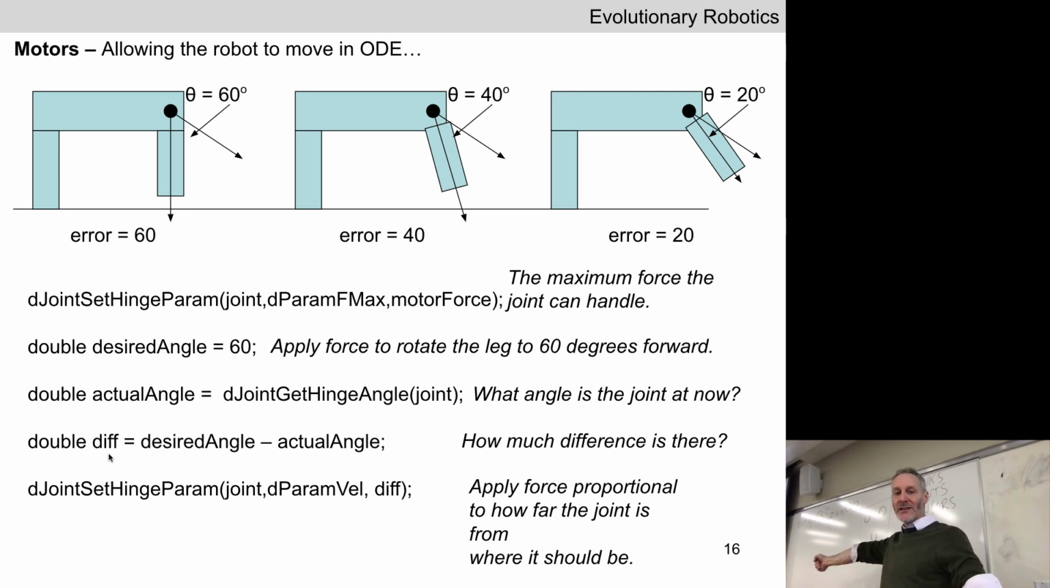At that point, this difference is 0. The actual angle I want is 60. The desired angle that I want is 60. The actual angle is 60. The difference is 0. Apply no torque. What happens is this leg is hanging out in front of the robot at 60 degrees. Let's test our intuition about physics engines.